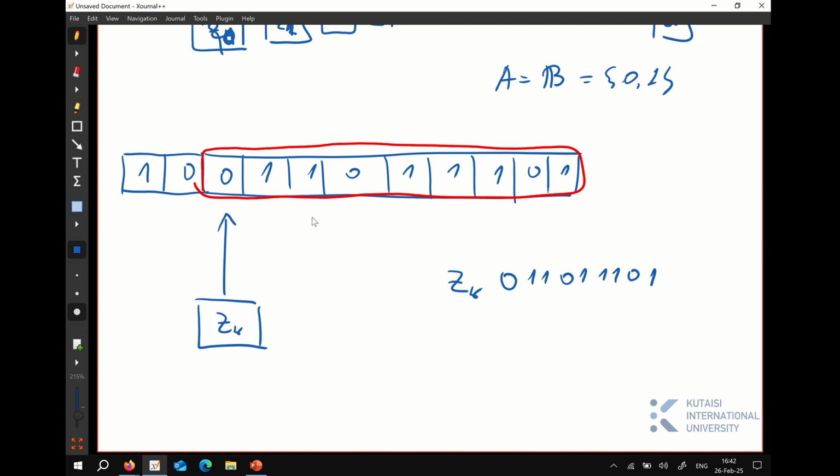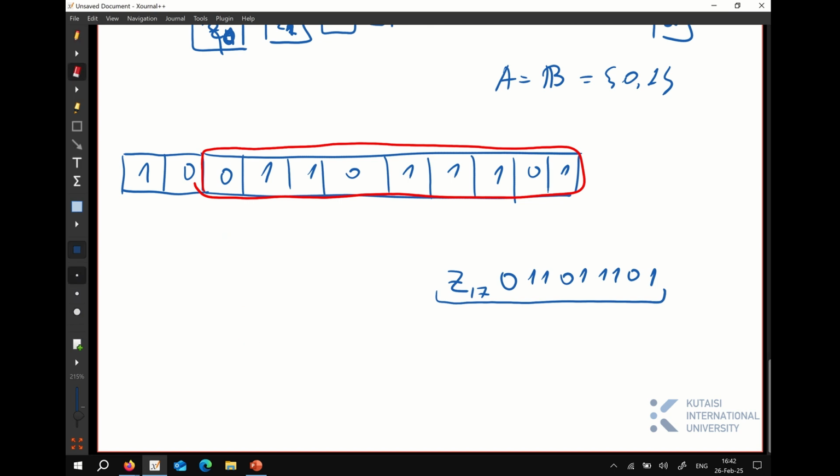So if this is my configuration here, let's say, the next configuration would be, it will read 0. So let me erase this. So this was ZK, right? Let's actually give it a number. So let's say it's in state 17. Let's write 17. And what would be the next configuration?